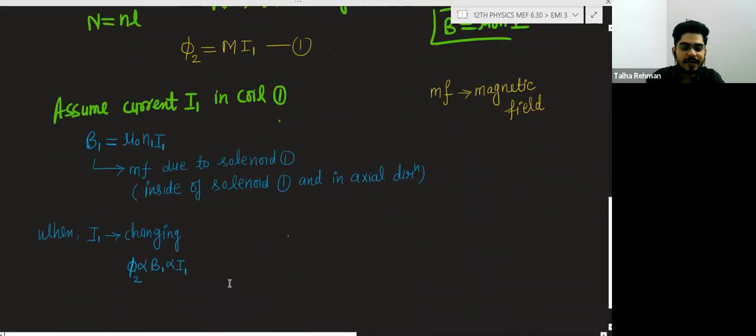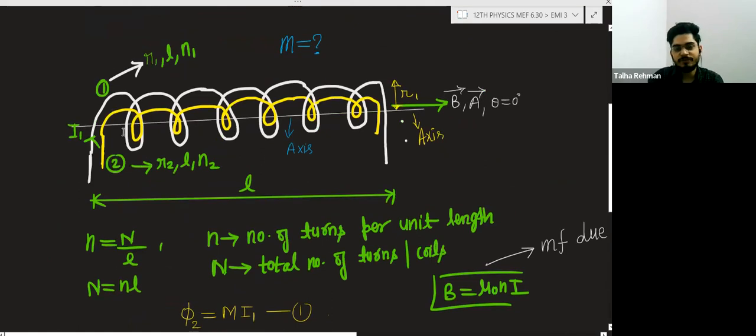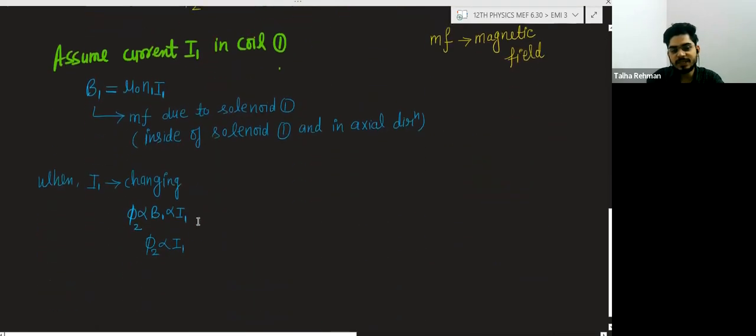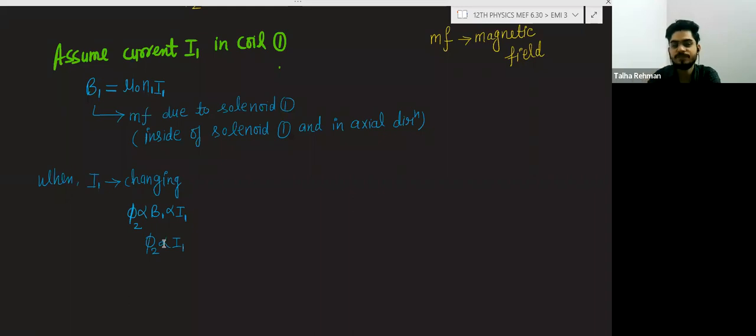So basically, your phi 2 is directly proportional to I1. The flux linked with this yellow color solenoid depends upon the current. When the current changes, the magnetic flux linked with the coil will change, and whenever the magnetic flux linked with the coil changes, EMF is induced in the coil.